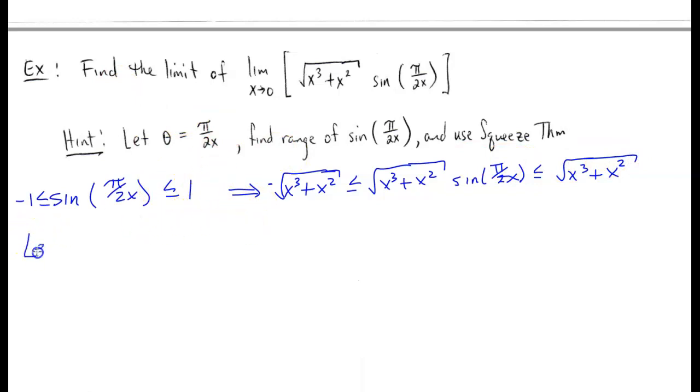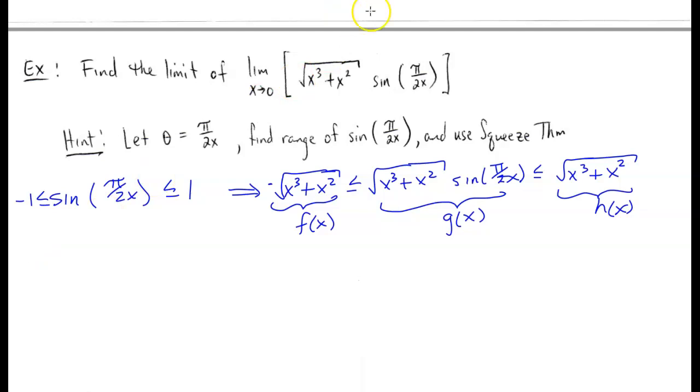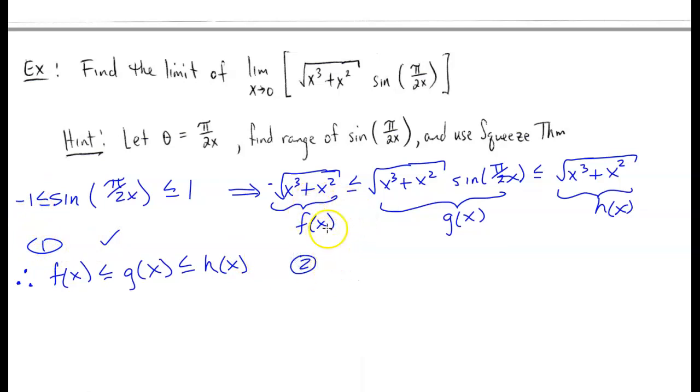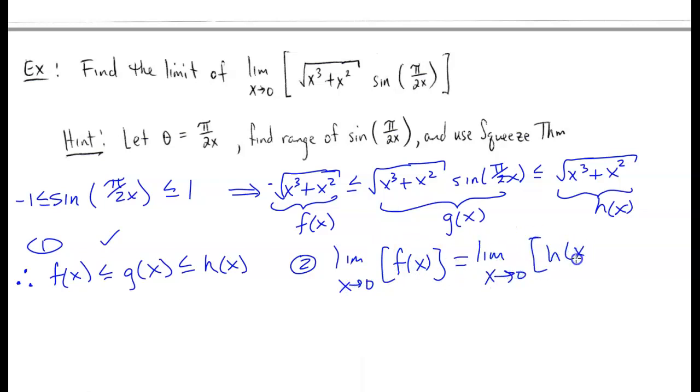From here, I'm not going to write it, but we're going to let this be f of x, let this be h of x, and let this be g of x. If we let that be that, then of course our first criterion is that f of x is less than or equal to g of x, which is less than or equal to h of x. First criterion, check. The second thing we have to check is that the limit as x approaches 0 of f of x is equal to the limit as x approaches 0 of h of x.